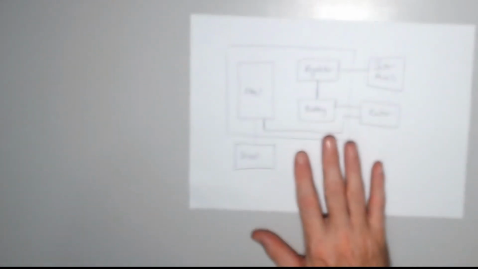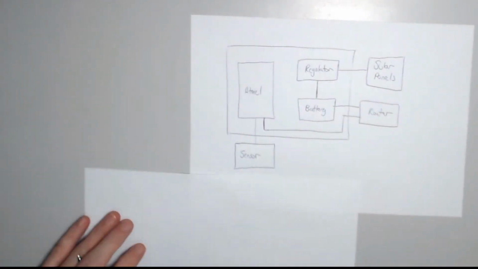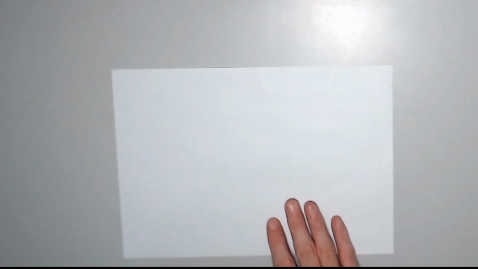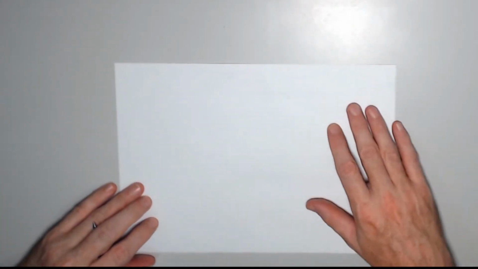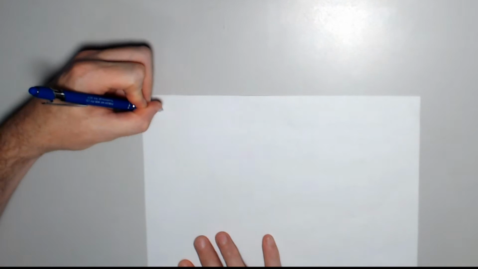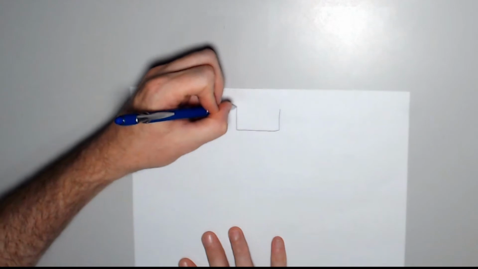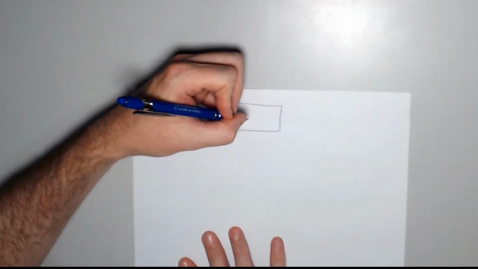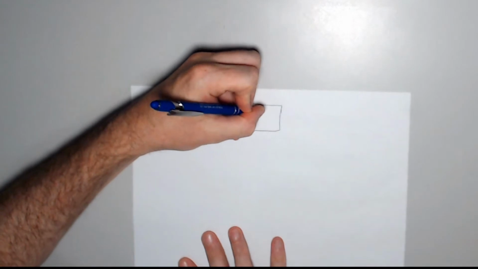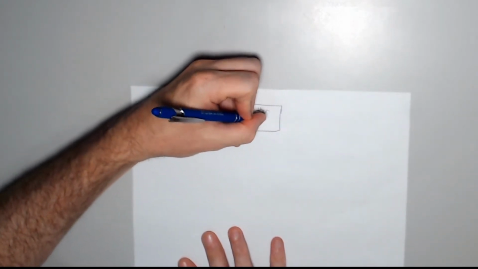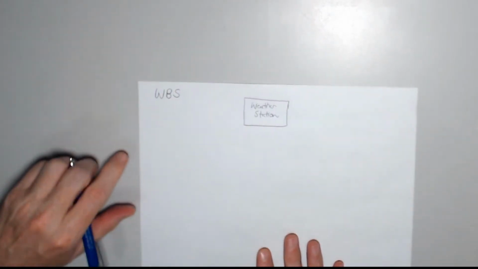So let's leave that there and we'll get a new piece of paper. So let's look at building up our work breakdown structure. So WBS. And so at the top of this, we want to write down what our product is. So this is a weather station. And in this particular work breakdown structure, we're going to take the product approach or the deliverable approach.